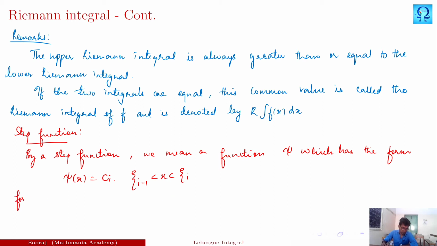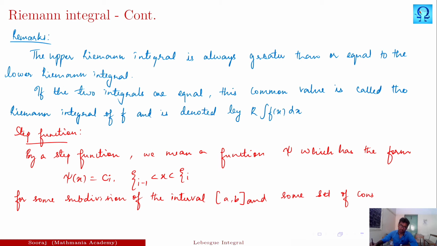Okay, for some subdivision of the interval a comma b. Basically you will have to subdivide your given interval into subintervals. In each subinterval the function takes different values. Here we have some set of constants, and those constants we denote as ci's. So this is what we have.